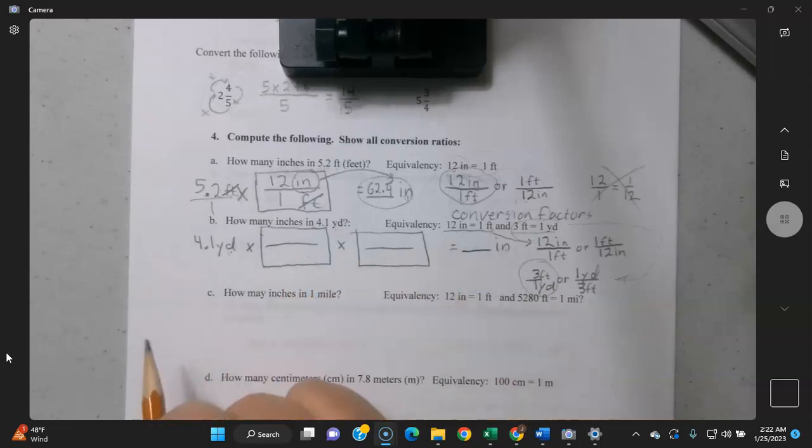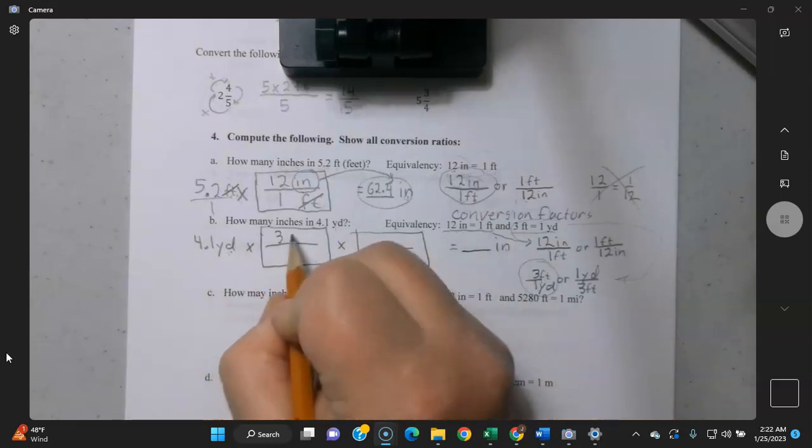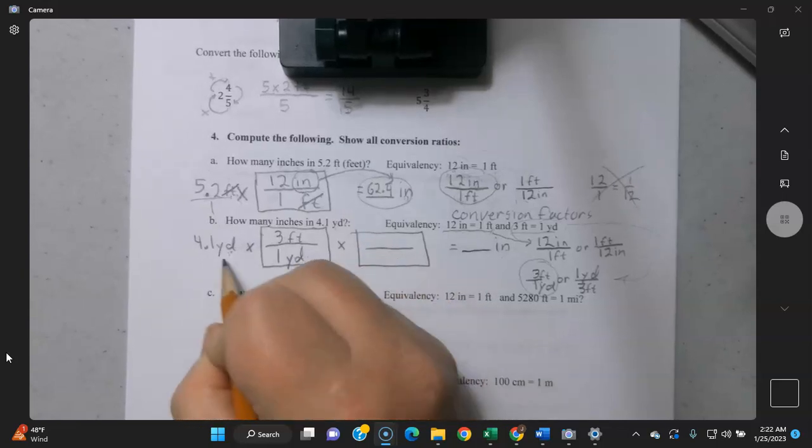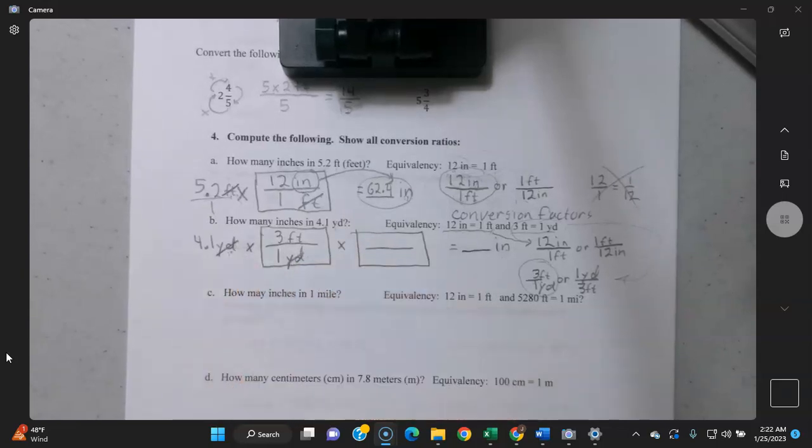So this is going to be our first conversion factor. 3 feet for every 1 yard. And this on top cancels with this on bottom. You need that to go away because it's not going to be in our final answer. Okay, now once you've used this one, you're not going to use this one. You're done with both of these. You're not going to use this one and this one. You're going to use one or the other. Now we're ready for our second conversion.